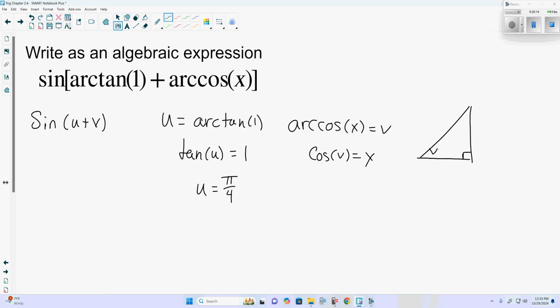Questions about tangent? Okay, we ready for the second part? Yes. So the second part is telling us that v is equal to arc cosine of x, which means that cosine of v, our angle, is equal to x, yes? Well, now we've already solved this, yes? Because we literally did this not 2 minutes ago. We've already showed how to get the other sides, yes?